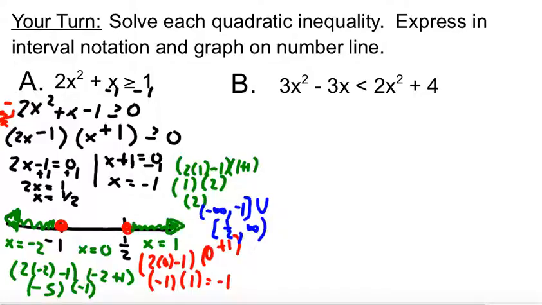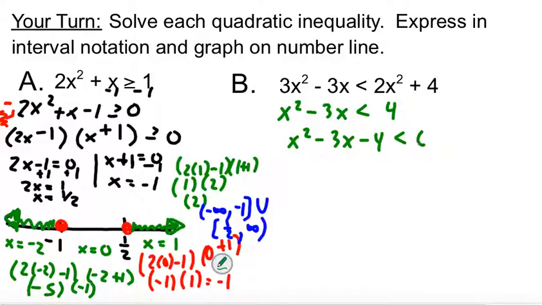All right, letter B. You want to bring all your terms over on one side, so we subtract 2x squared from both sides. We're going to get an x squared minus 3x is less than 4. You have to bring 4 over, so I would subtract 4. All right, so we brought all our terms over on the left-hand side. Now we have to factor this.